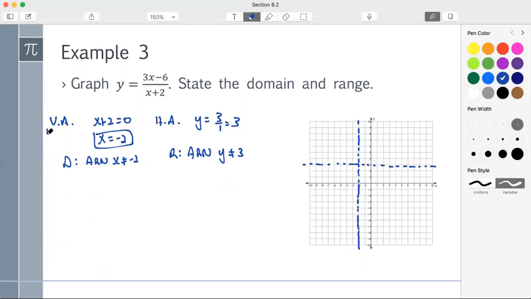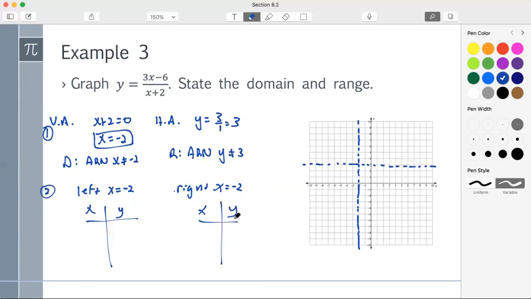Okay, that's step 1. Step 2, we're going to pick points. So we have left of x equals negative 2, and we have right of x equals negative 2. We have x and we have y. All right, so negative 2. I picked negative 6 and I got 6. I picked negative 4 and I got 9. Got negative 1, I got negative 9, and I got 4 and I got 1. I hope those are right.